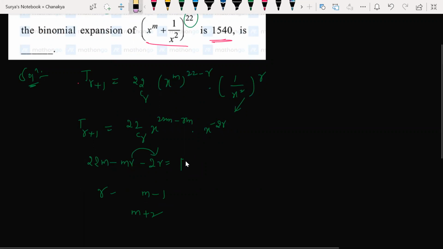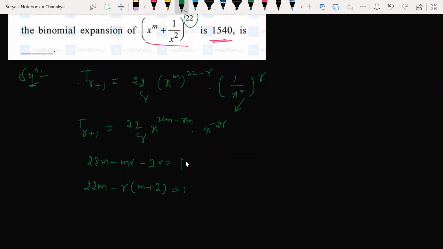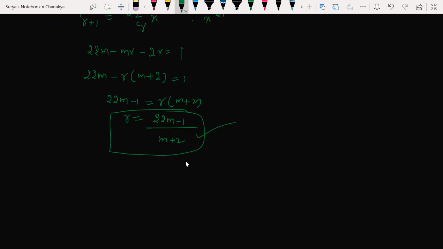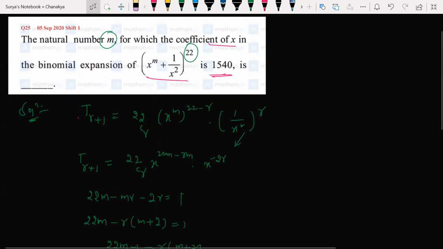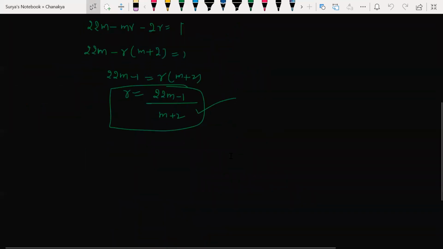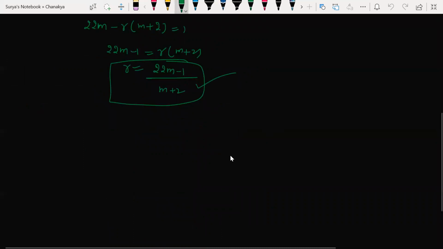If you don't understand, let me write it again. 22m minus r common (m plus 2) is equal to 1. So 22m minus 1 is equal to r times (m plus 2). r is equal to (22m minus 1) divided by (m plus 2). Okay, so this is how we found the value of r. So the coefficient of x in this binomial expansion is 1540. Now look at this here. What is the r value?